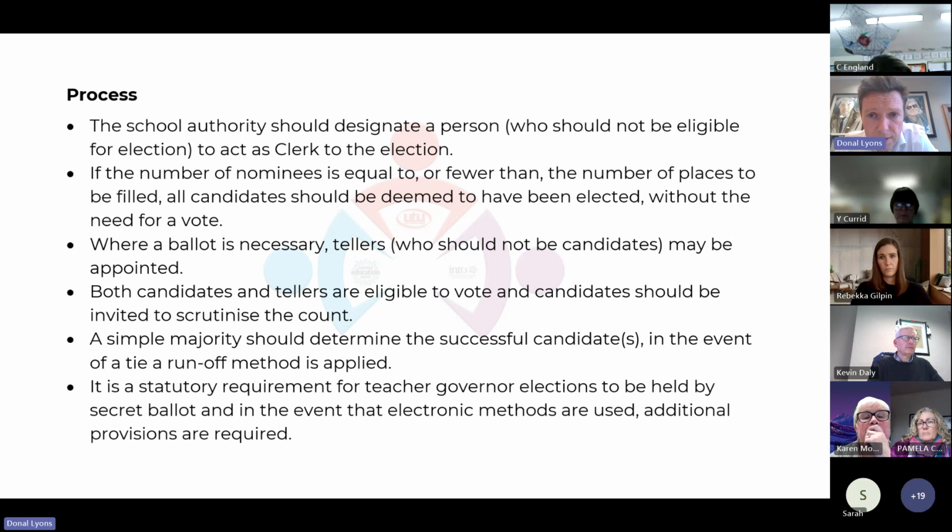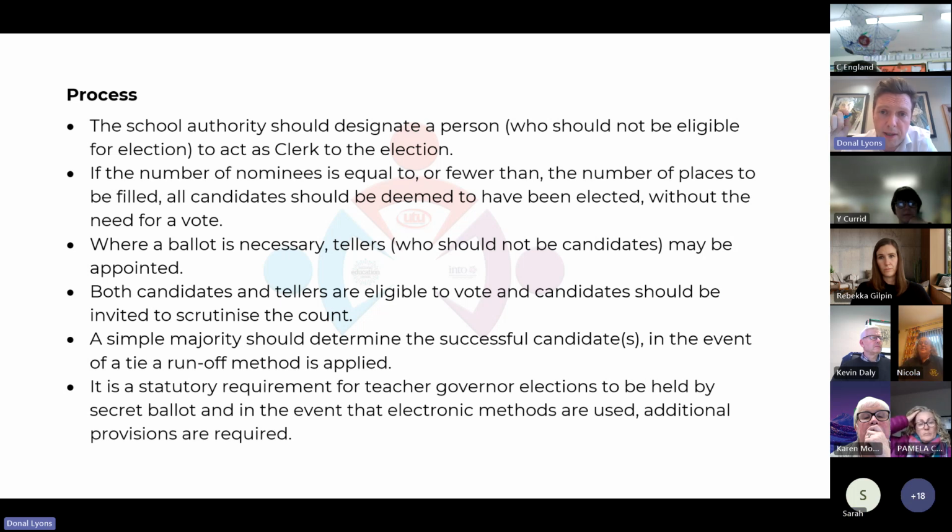The process itself is that a clerk would be appointed. A clerk can't be a teacher within the school themselves, or anyone who is eligible to contest. And if, as is quite common, the number of candidates is equal or less than the number of vacancies, anyone who has been appropriately nominated will be declared elected. Where a ballot is required, i.e.